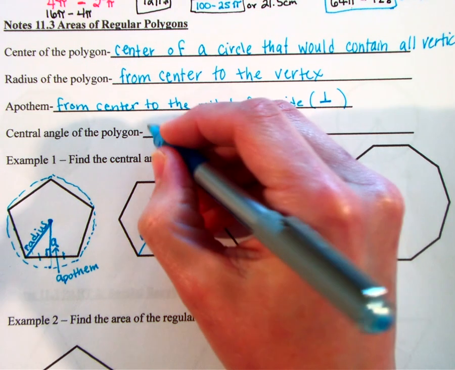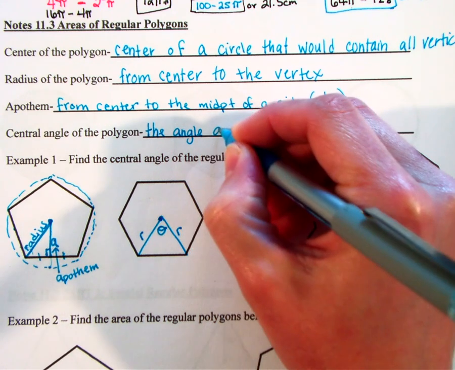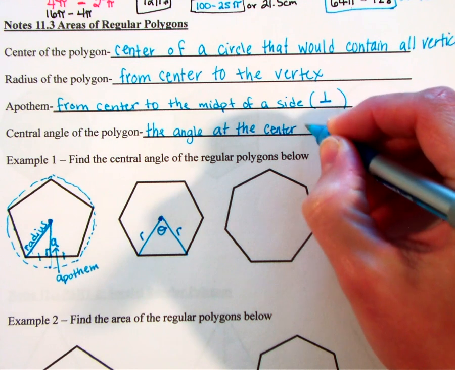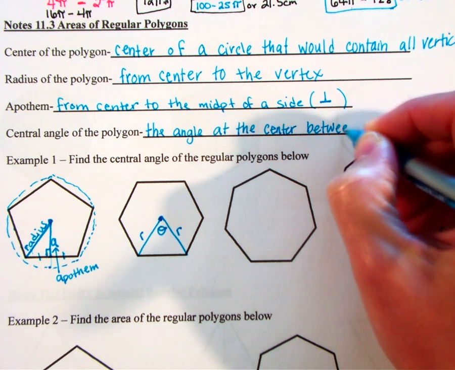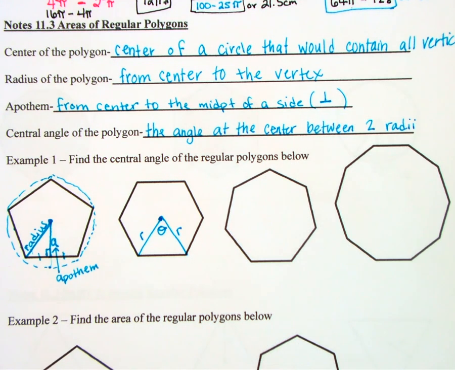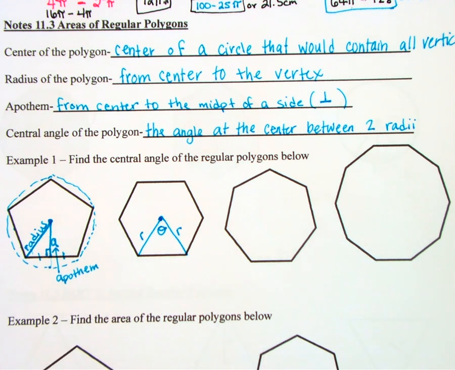So it's the angle at the center, and it's between two radii. Okay, now that angle is going to become very, very important as we move forward. So now we're going to talk about how to find that central angle. I used this a lot to talk about the different parts that we're going to be using, but we're going to find this central angle on these particular polygons.